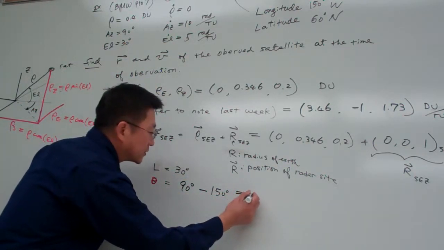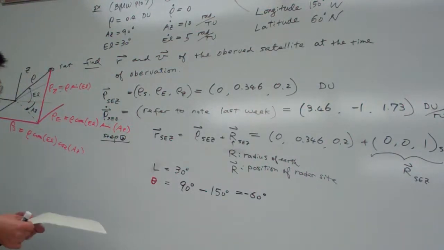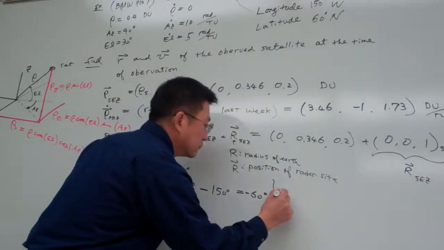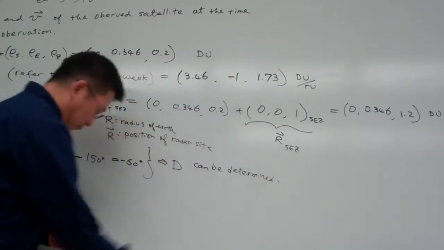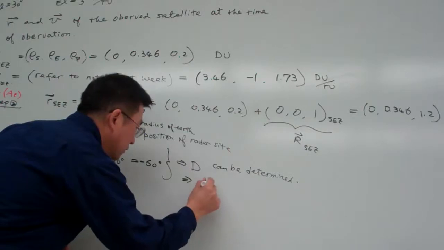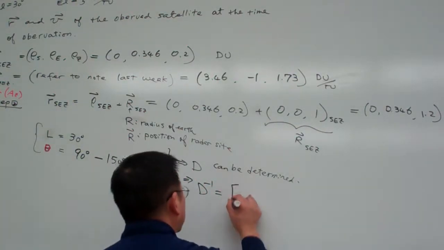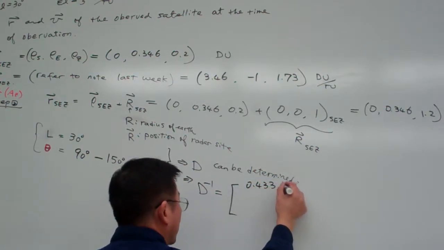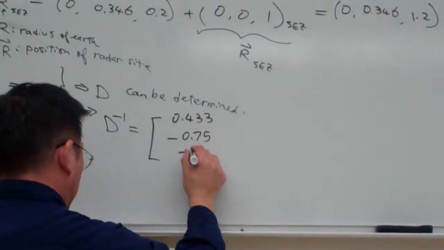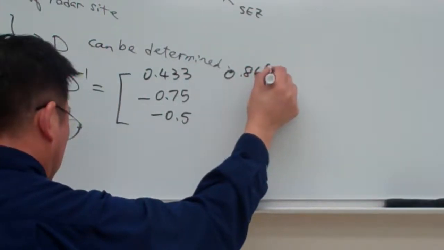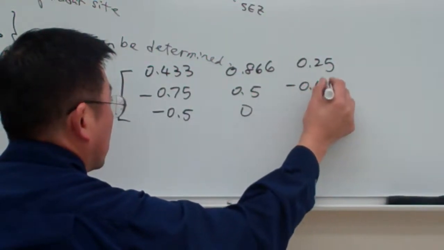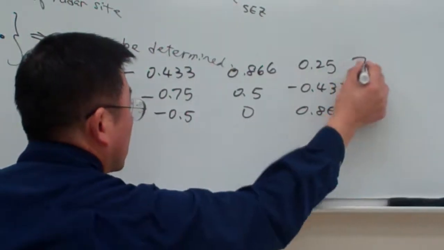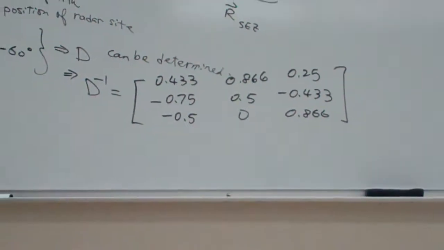So right now we have this one, minus 60 degrees. With the two numbers, we are able to determine D. So therefore D can be determined. Here we can determine D inverse. I quickly did the calculations and can provide this number to you, 433. We need D inverse, so keep these things in mind.